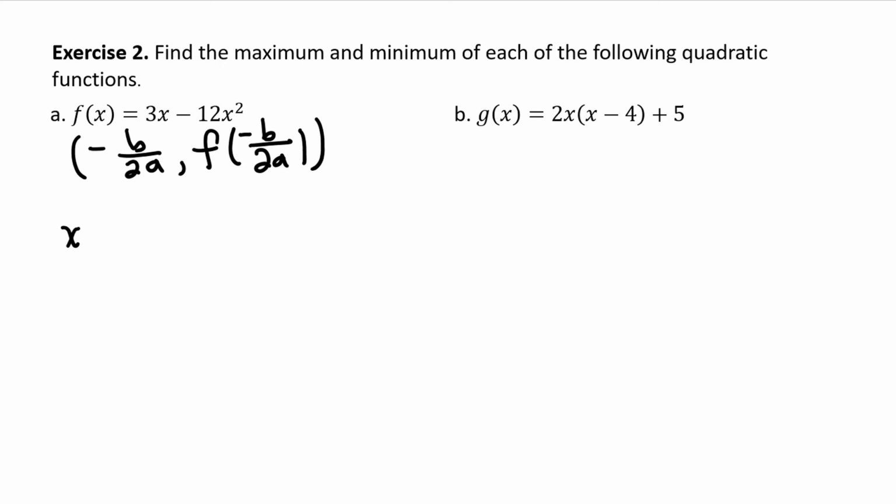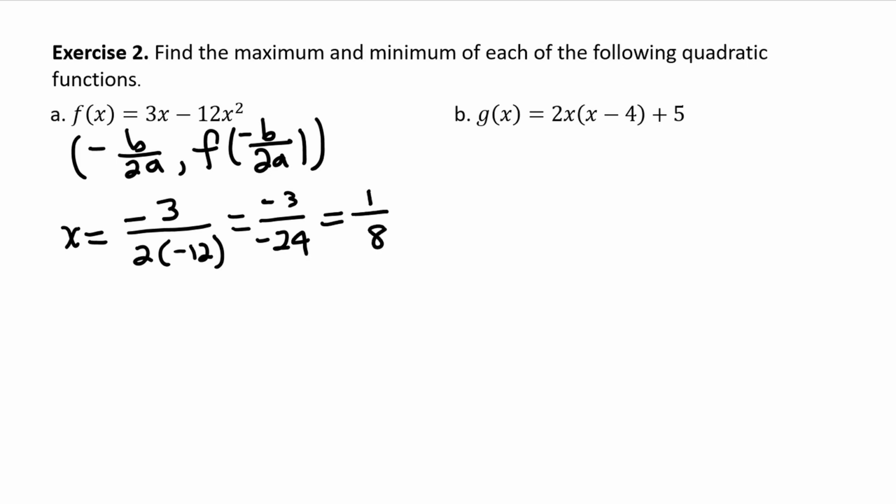And so x is going to be equal to the negative of b, which is 3. Remember, b is the coefficient of the x term. Divided by 2 times a, which is -12. And so we're going to have negative over negative. We'll have -3 over -24, and that simplifies to +1/8. Now, that tells us where a particular value occurs.